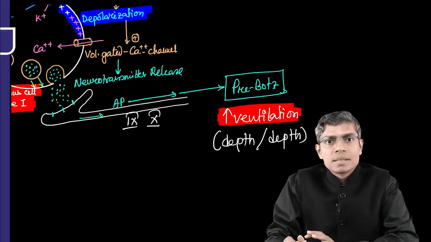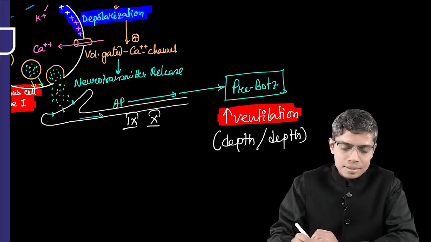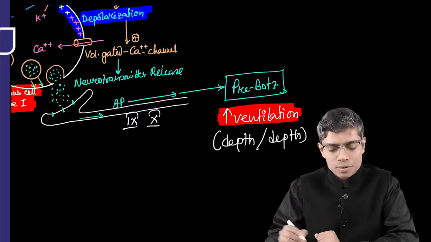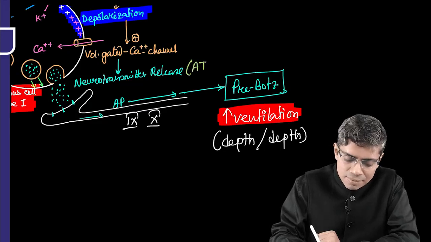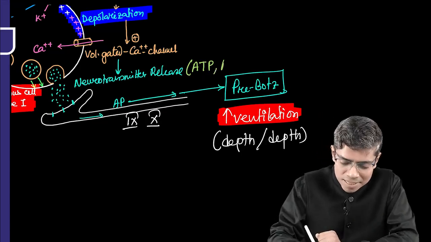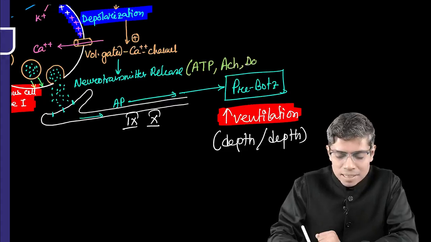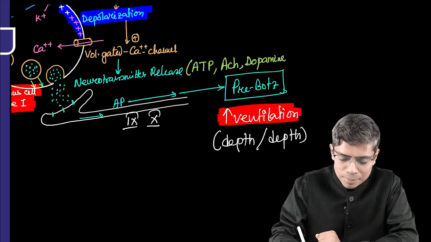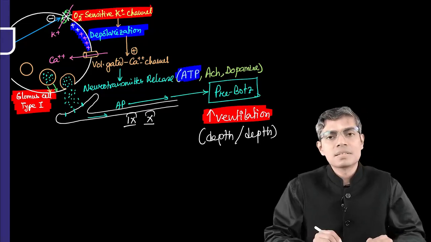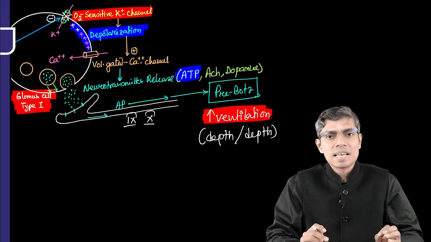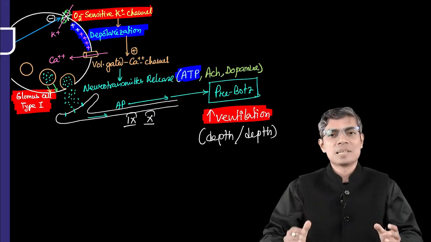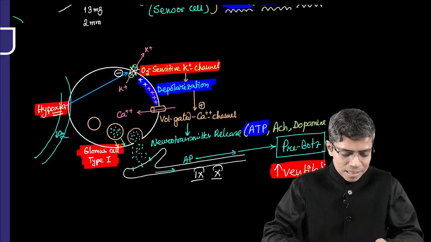Dopamine is also there, but according to the recent literature, particularly if you open up Guyton, it is clearly saying, and the recent literature is also saying, that adenosine triphosphate is the main neurotransmitter of type 1 glomus cell, followed by acetylcholine, followed by dopamine, right? So please remember that if the question says the main neurotransmitter from this glomus cell type 1, the answer is adenosine triphosphate, followed by acetylcholine, followed by dopamine. So this way the peripheral chemoreceptors are activated. So this is about hypoxia.